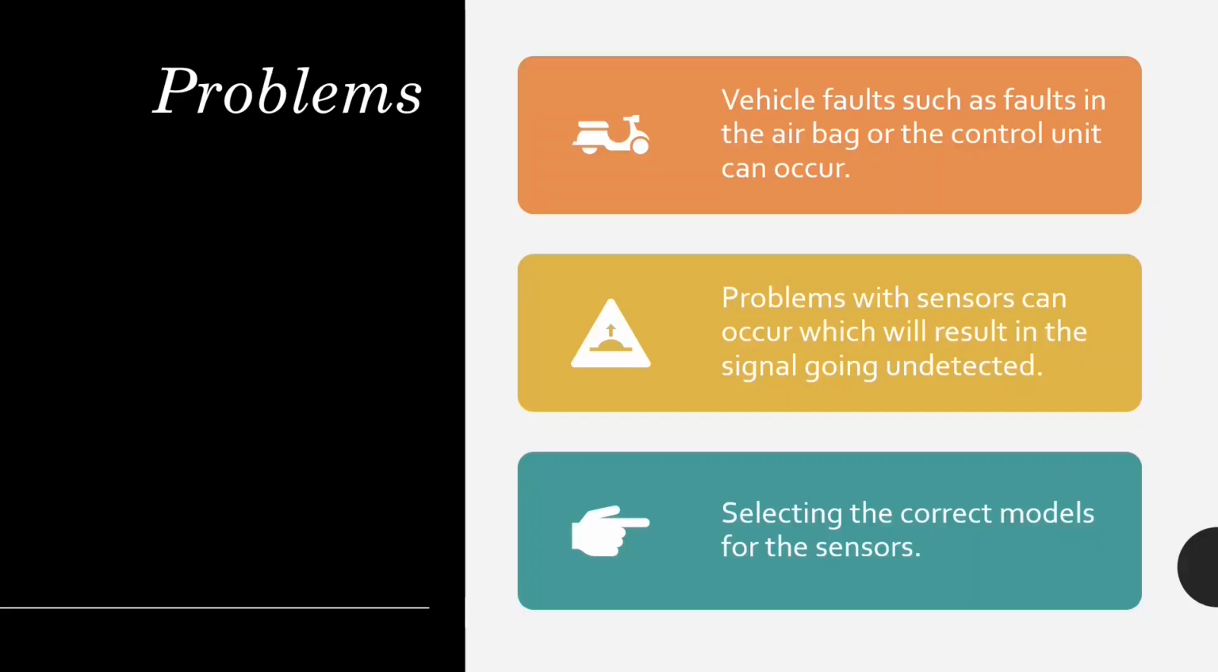There are a few problems we found which we assume will affect our system. Faults in the vehicle can occur at any given time, such as problems with the airbags and faults in the control unit of the vehicle, which will lead to our input signal being undetected. The input signal will also be undetected if there are problems with the crash sensors of the vehicle, or even the current sensor which takes the input to our system. There are many models of current sensors available, but according to our design, we have to select the most suitable sensor for our application.